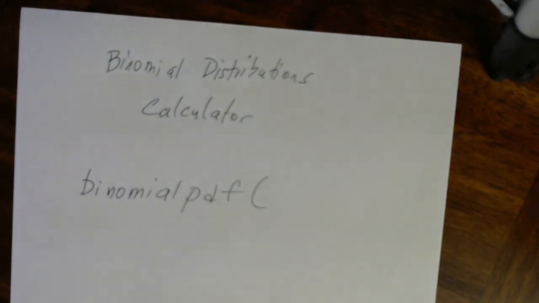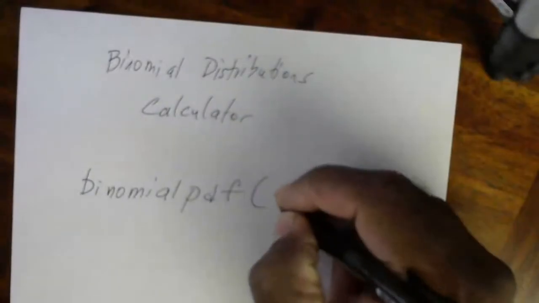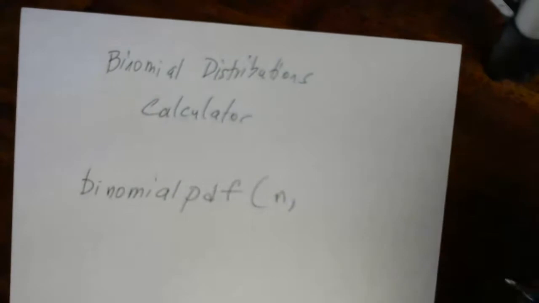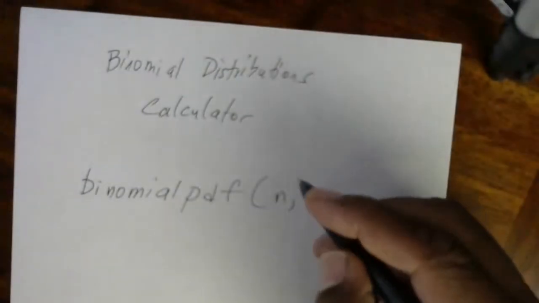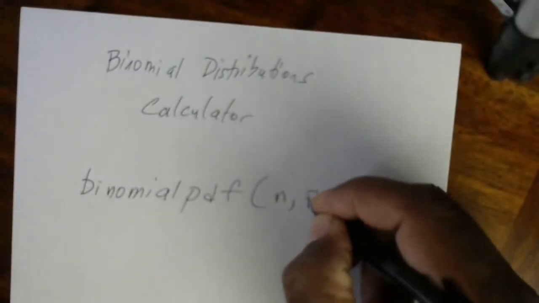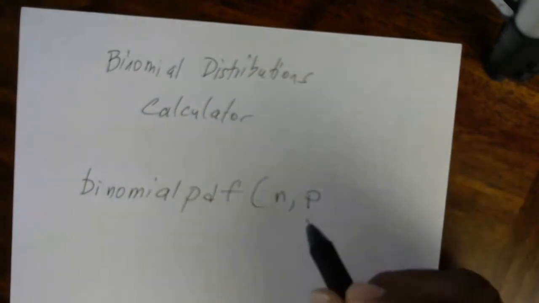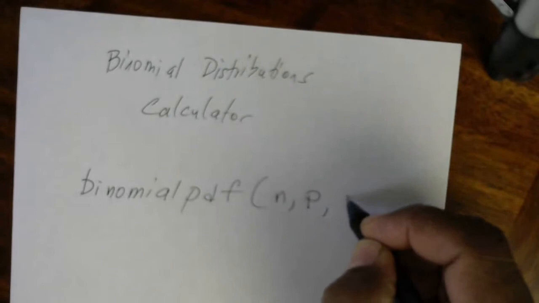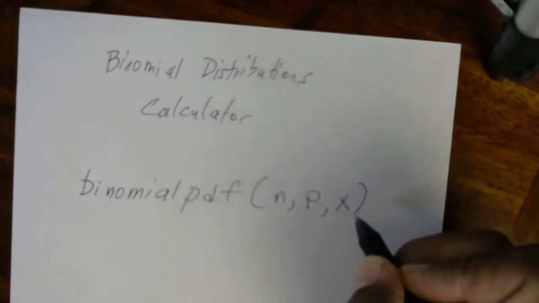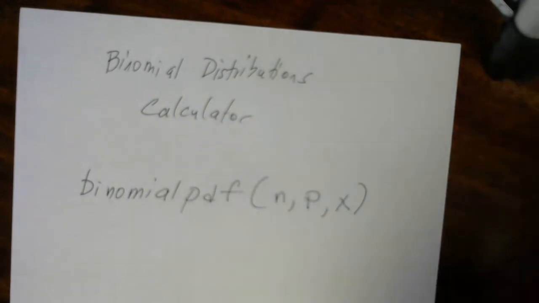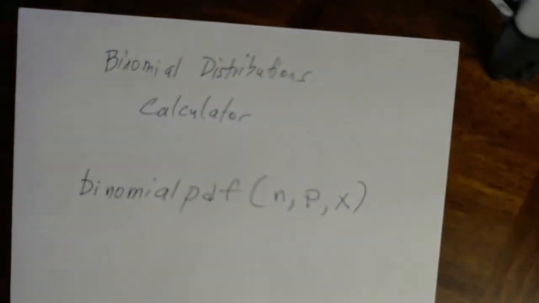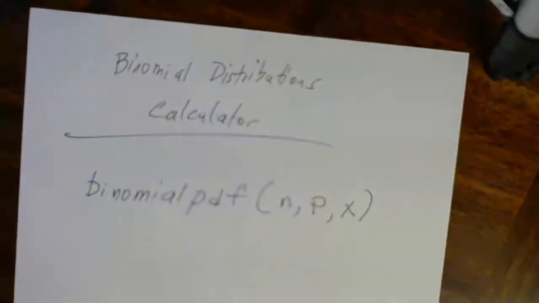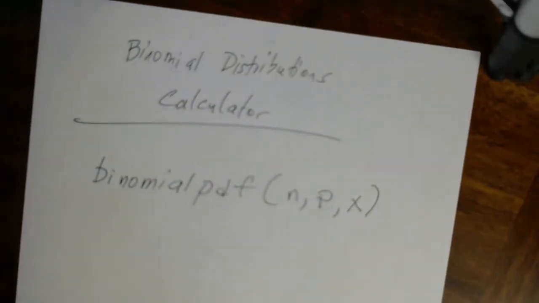All right, so here are the parameters for our formula. We have to put in n, and remember n is the number of trials. We have to put in p. Remember, p is a probability of success. And we have to put in x. So x is either 0, 1, 2, and so on and so forth. We're going to use this to calculate the probability of exactly 3.